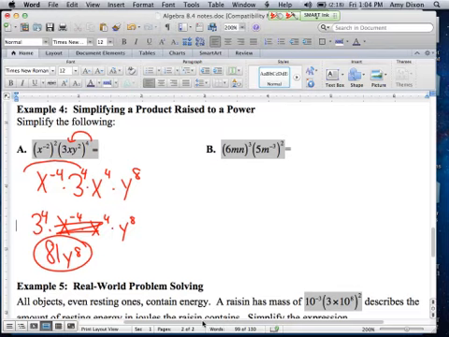All right, letter B. We have to take the third power to everything inside that parentheses. So we get 6 to the third, m to the third, n to the third. That third power goes to everything inside that parenthesis.